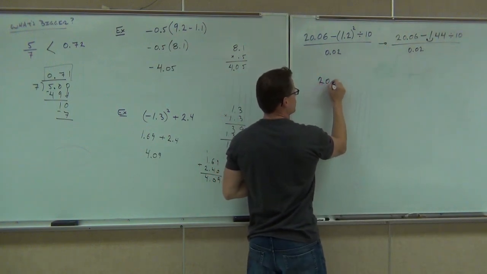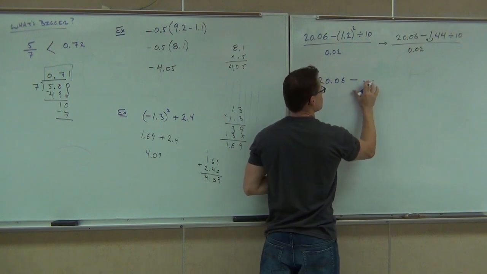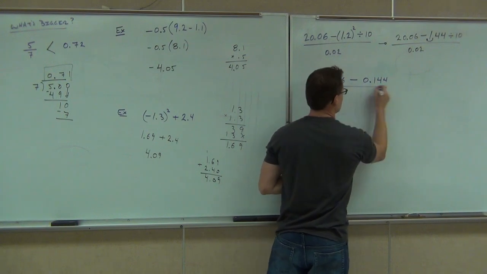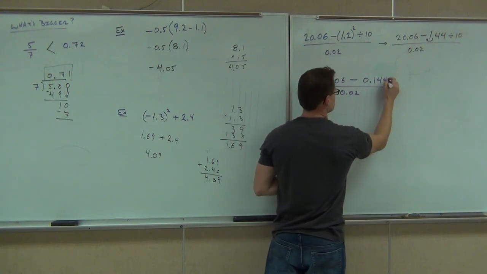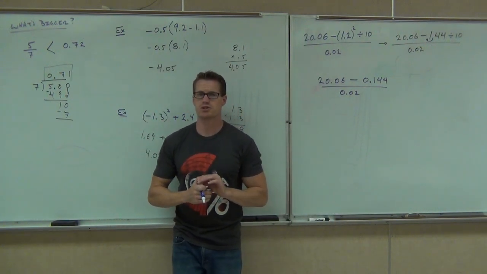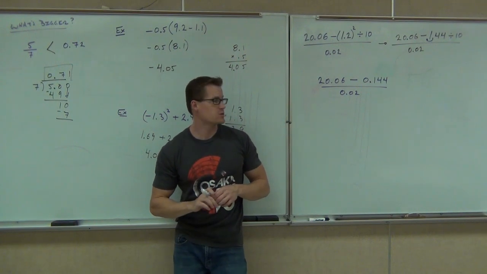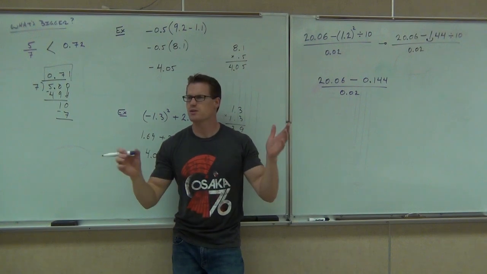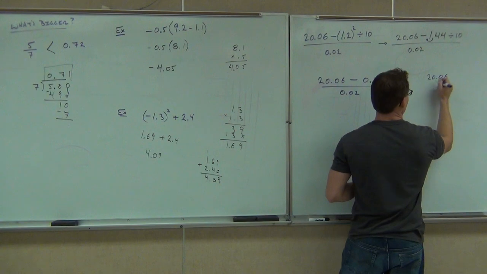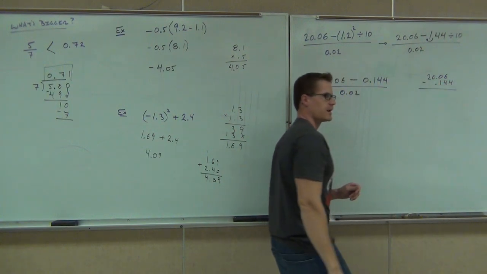So this is 20.06 minus, I'm going to put a 0 up there just so we see the decimal, 0.144. Okay, you tell me. What's the next operation I'm going to do? Subtract. Definitely subtract. So do 20.06 minus 0.144. Do that to the side if you'd like. Just got to line up those decimals.